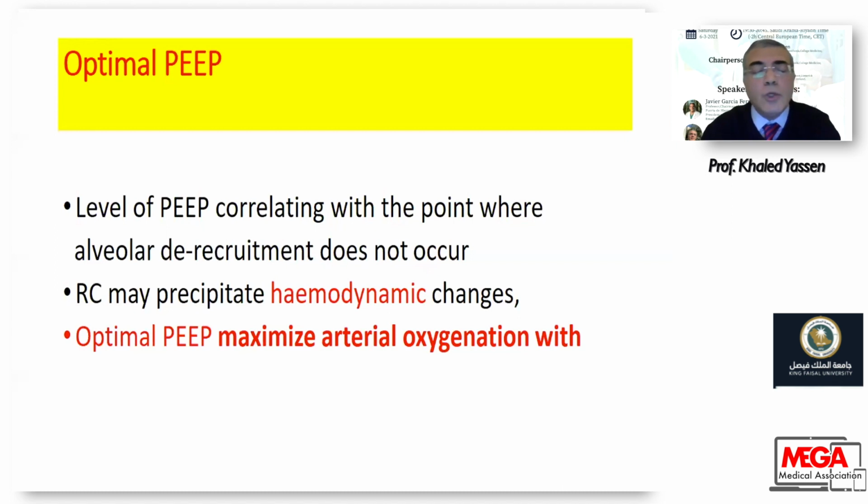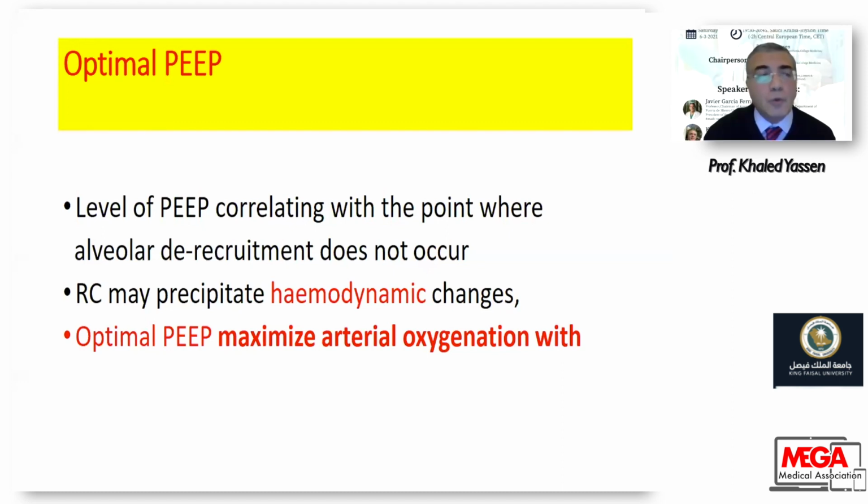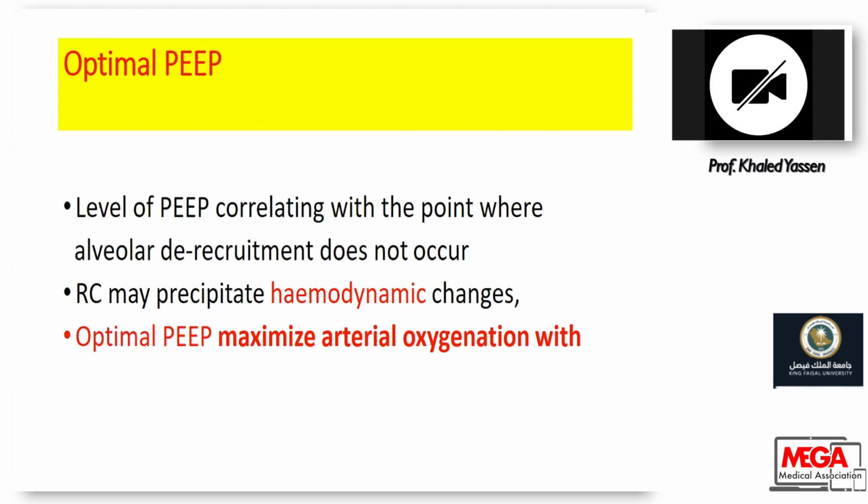As we said, most of us usually use 5 centimeter water PEEP, physiological PEEP, but that is not enough. An optimal PEEP recruitment could be 9, could be 8 centimeters, could be 10, could be more. It differs from one individual to another, and it can affect hemodynamic changes, so you have to monitor your hemodynamics.